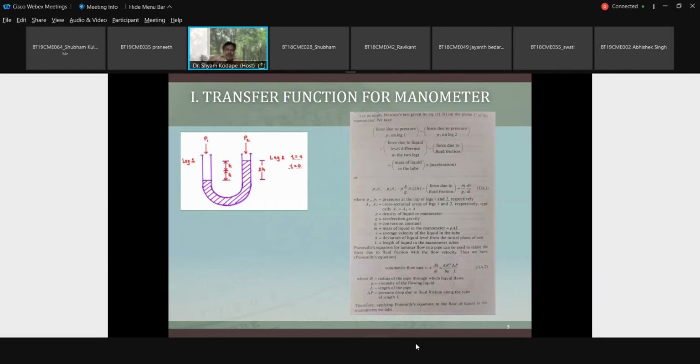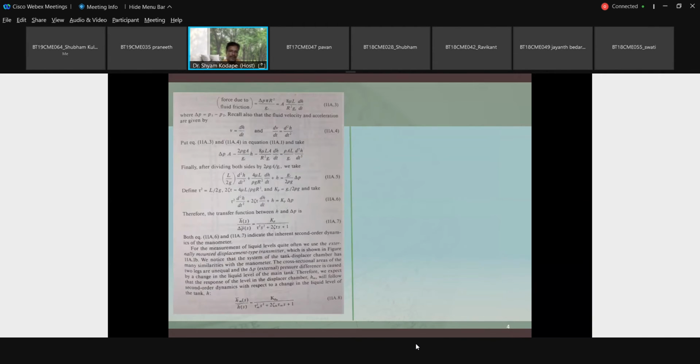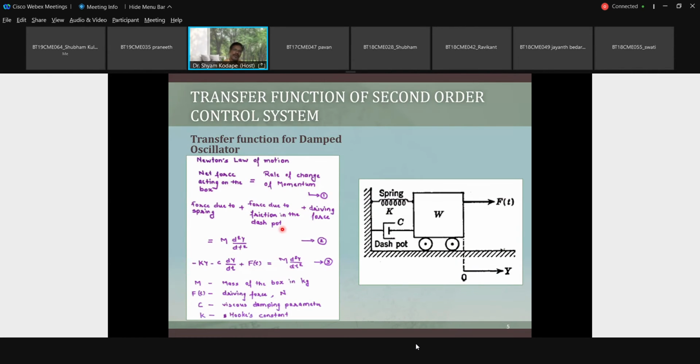Output is nothing but the height changing because of that. So information is going out of the system, that is the height has changed. So h is the change in the height of the liquid. That was the output. So at last we have identified this equation: h by delta P is equal to Kp by tau square s square plus 2 xi tau s plus 1.